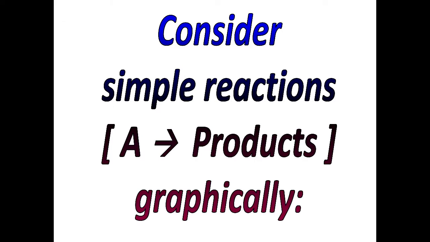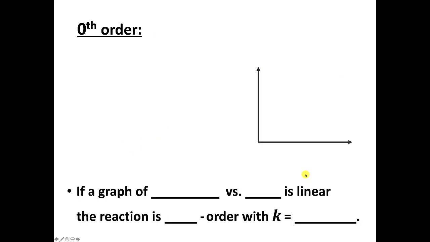Okay, now we're going to take a look at some graphical analysis, and we've seen this before, so there's a bit of a recap here. If we have simple reactions where some substance, let's say A, makes products, and we look at them graphically, again, we have 3 choices we're considering in our little constrained universe for Chem 1B: 0th order, 1st order, and 2nd order.